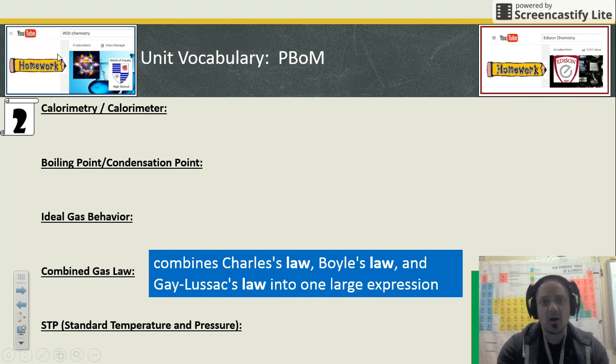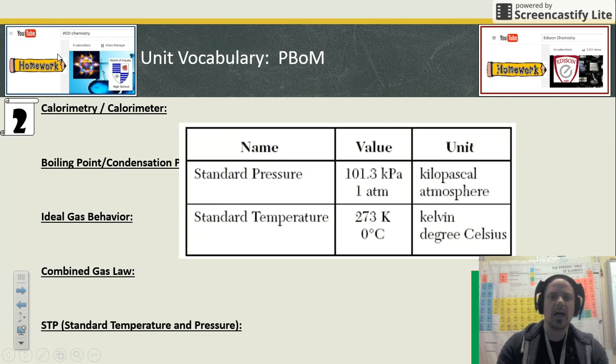The combined gas law combines 3 different laws, Charles' law, Boyle's law, Gay-Lussac's law, into one large expression. We're going to study those discrete laws as relationships, but the equation for the combined gas law is what's most important. Now, standard temperature and pressure.